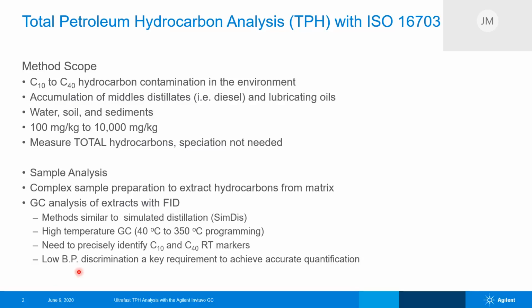By discrimination, what I'm talking about here is inlet discrimination. So with improper injection technique, you may actually lose some of the low or high boiler components. They're not transferred effectively from the inlet to the column, and thus we will skew the quantification of the sample. So there are a number of tests that we have to meet to demonstrate reduction of boiling point discrimination, and I'll show how we meet those.